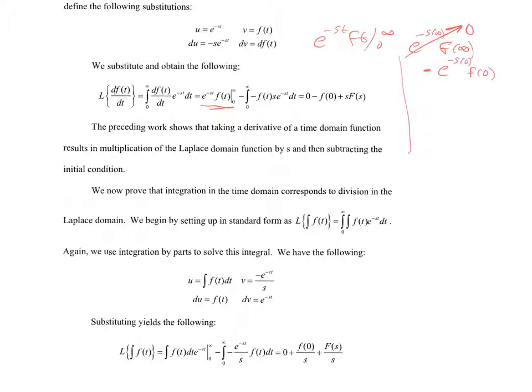This term right here, what is e to the minus s times 0 equal to? 1, isn't it? E to the 0 is 1 times f of 0, correct? So it's negative f of 0. So when you do your Laplace, when you take the derivative, you have to subtract your initial condition out of there. Right? That's the first thing we need to do.